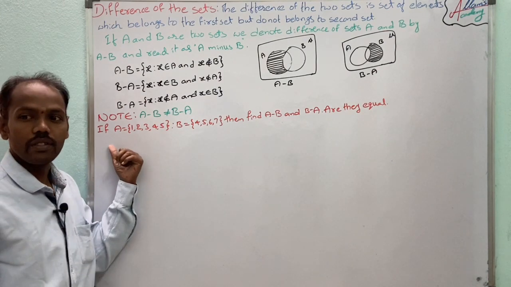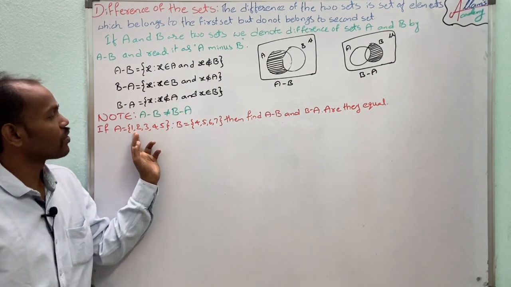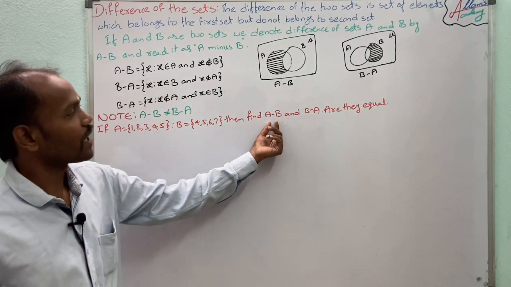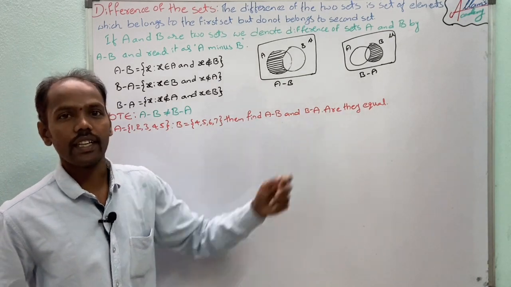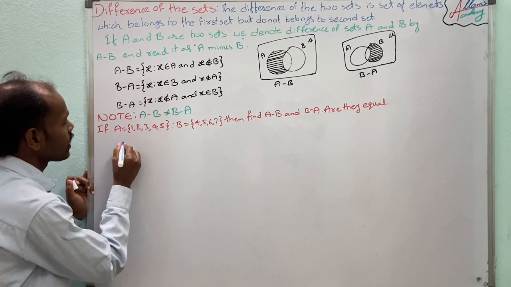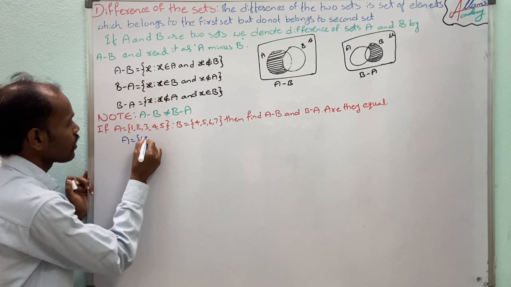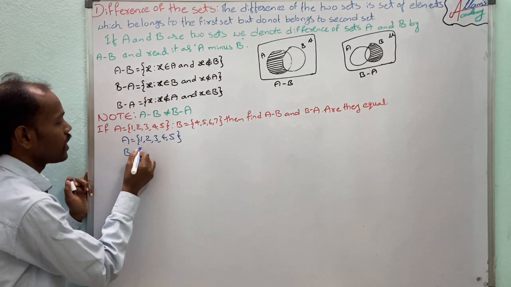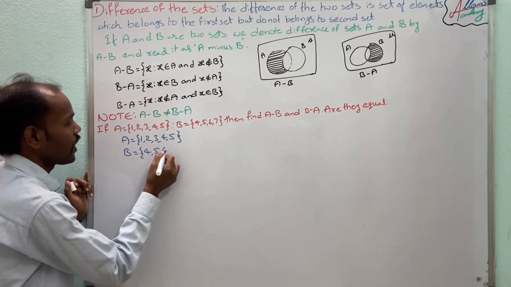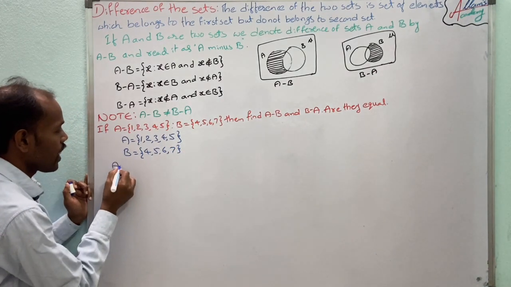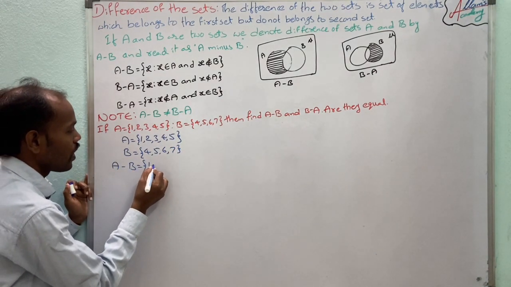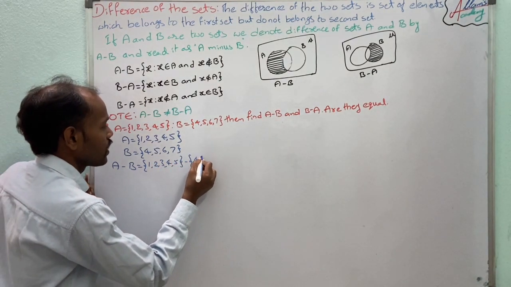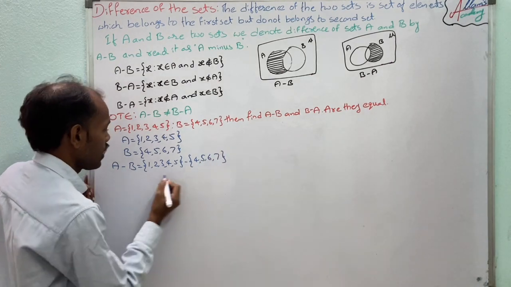Now here we observe a problem. The set A equals 1 2 3 4 5 and the set B equals 4 5 6 7. Then find A minus B and B minus A. Are they equal? So now we take the set A equal to 1 2 3 4 5 and the second set B equal to the elements 4 5 6 7. Now A minus B equals 1 2 3 4 5 minus the set with elements 4 5 6 7.